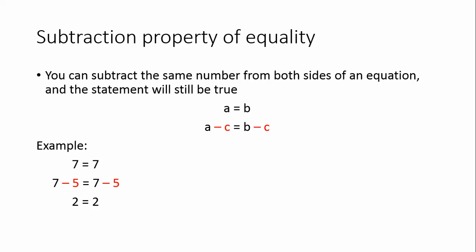Similarly, we have the subtraction property of equality, which states you can subtract the same number from both sides of an equation, and this statement will still be true. So again, we have a equal to b. If we subtract c from both sides, we'll still have a true statement. And the example shows that 7 equals 7, subtracting 5 from both sides, and we end up with 2 equals 2.